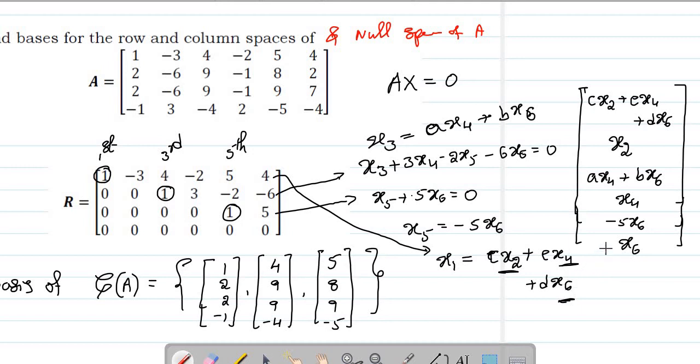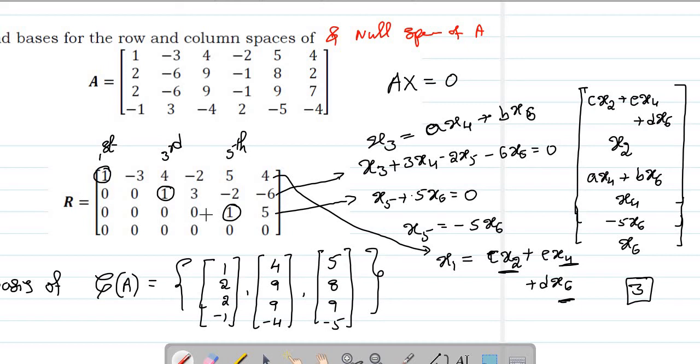Now you can see how many unknowns there are: x2, x4, x6. So there are 3. So it is 3 dimensional. So the null space of A is a three-dimensional space. To find the dimension, there is no need of finding the solution space. You can actually get it from here.